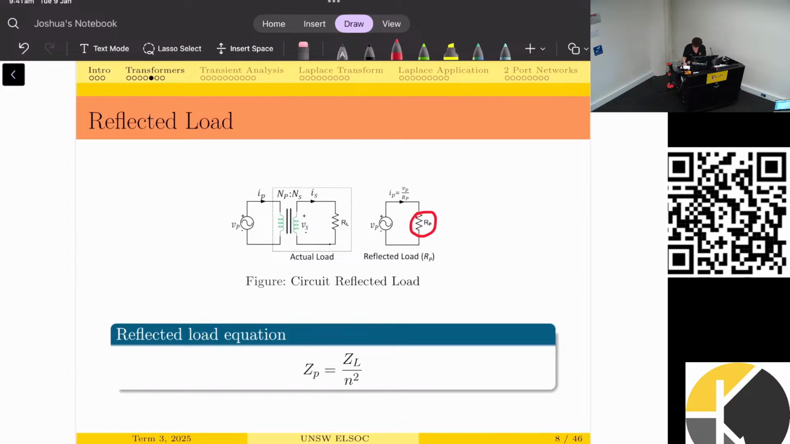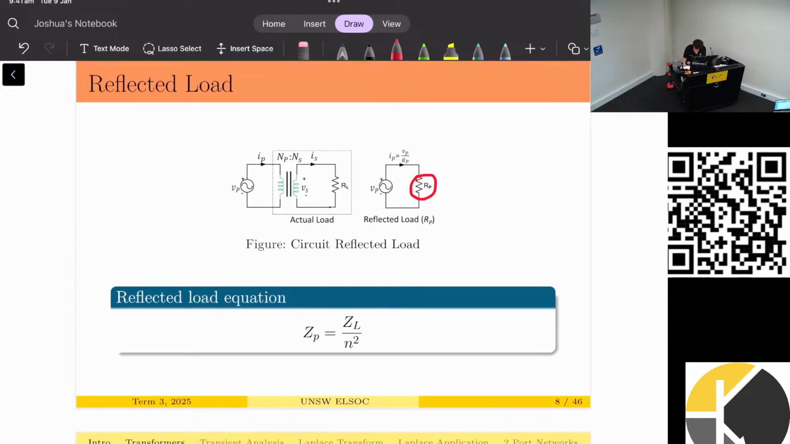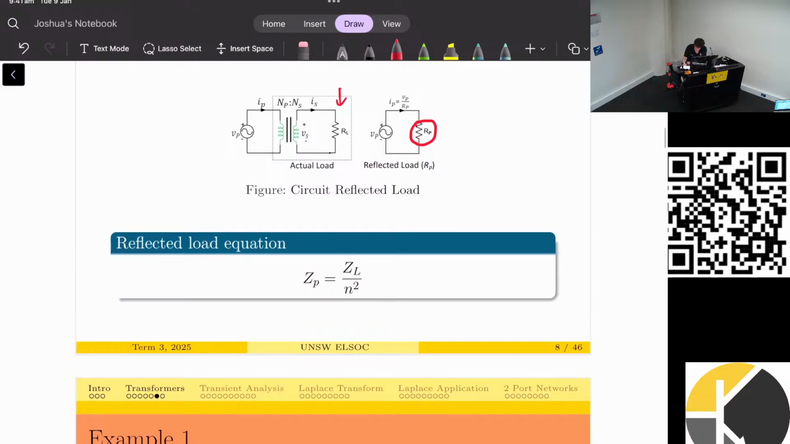The reflected load equation basically says we've got some load on this side, and if we know N and that load, we can replace it with an equivalent load, where Zp equals ZL on N squared. So let's get down to our first example.